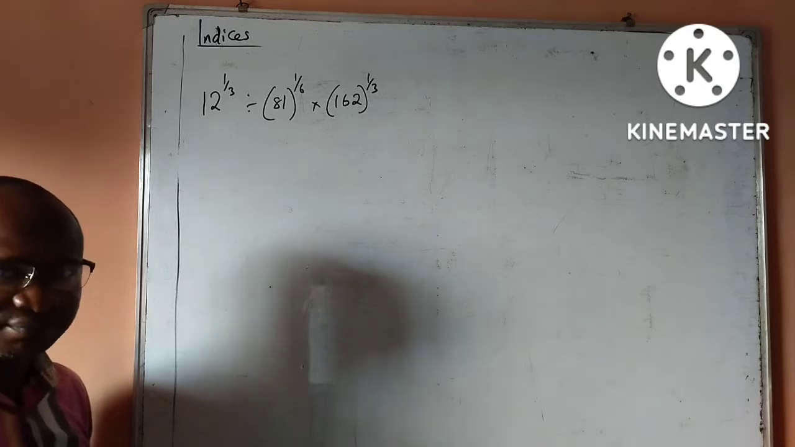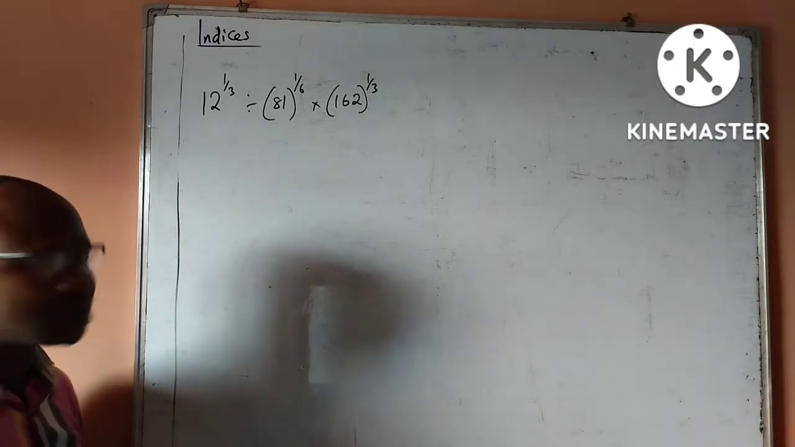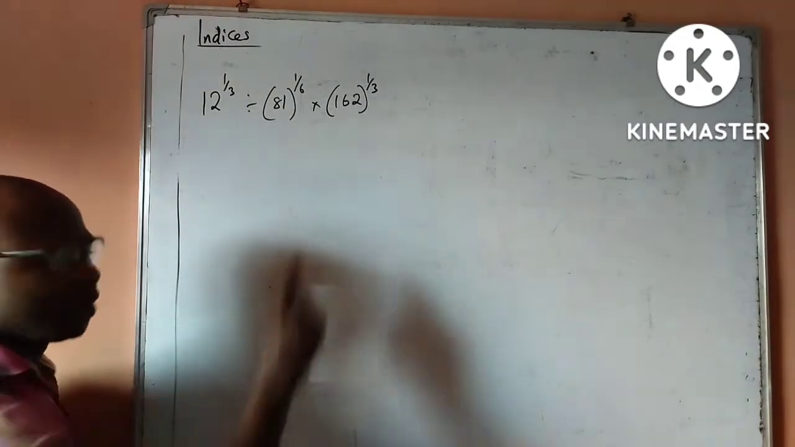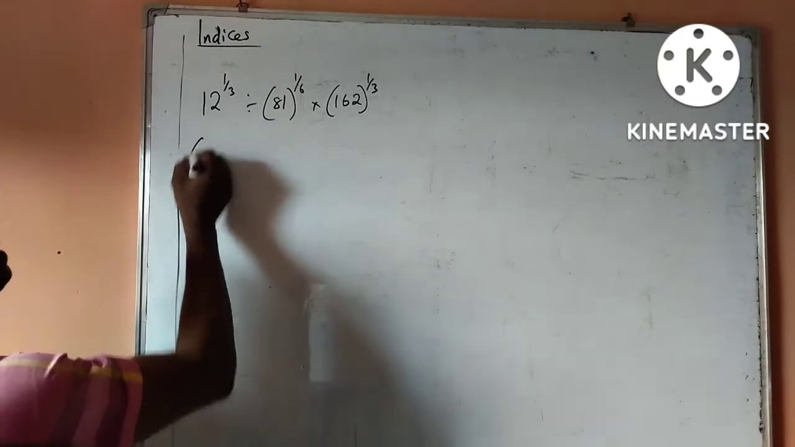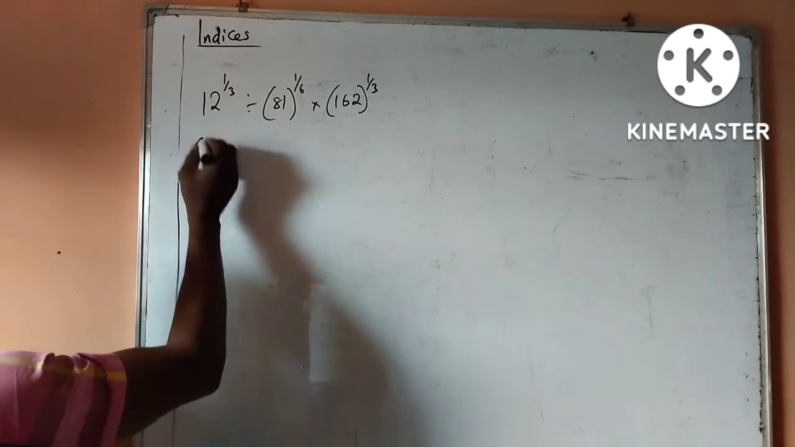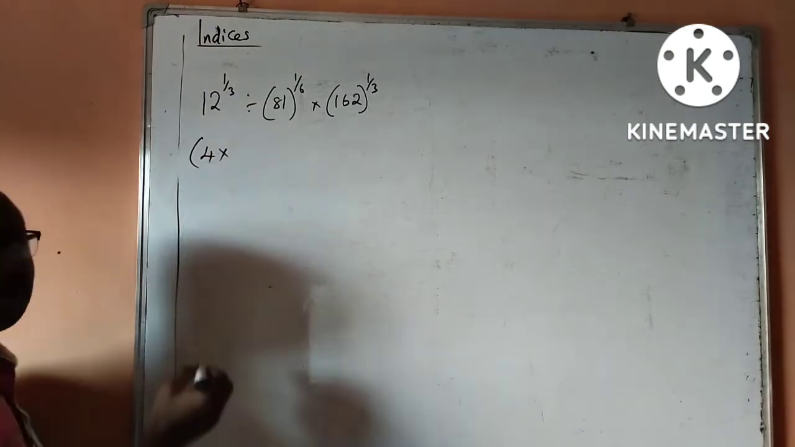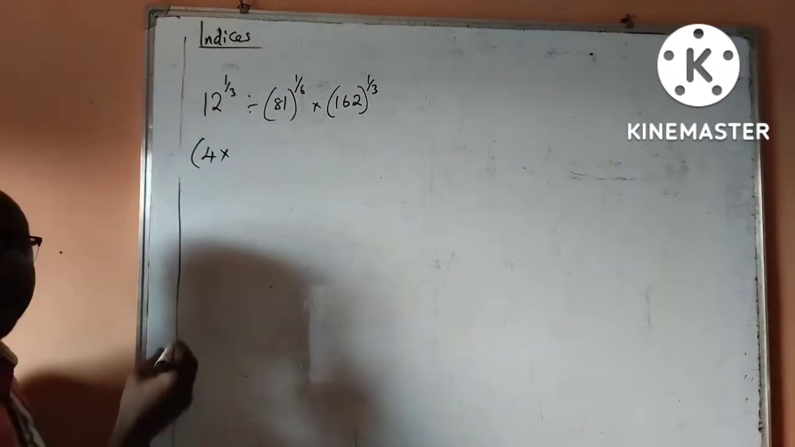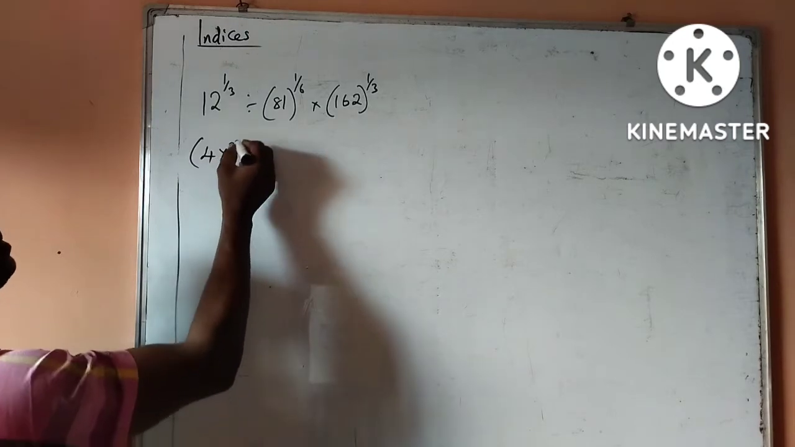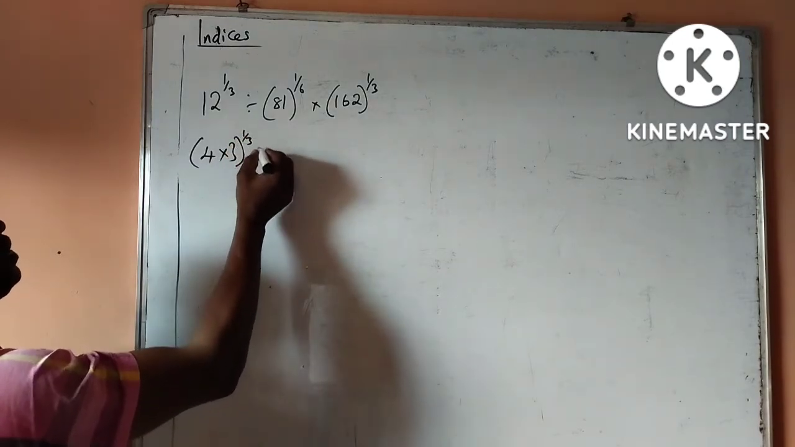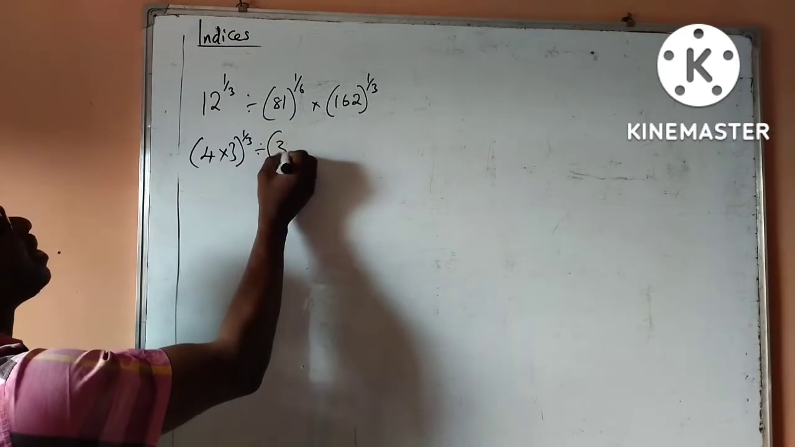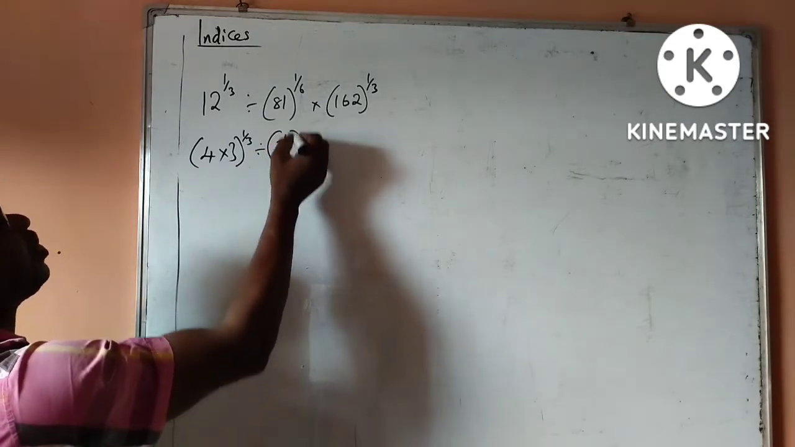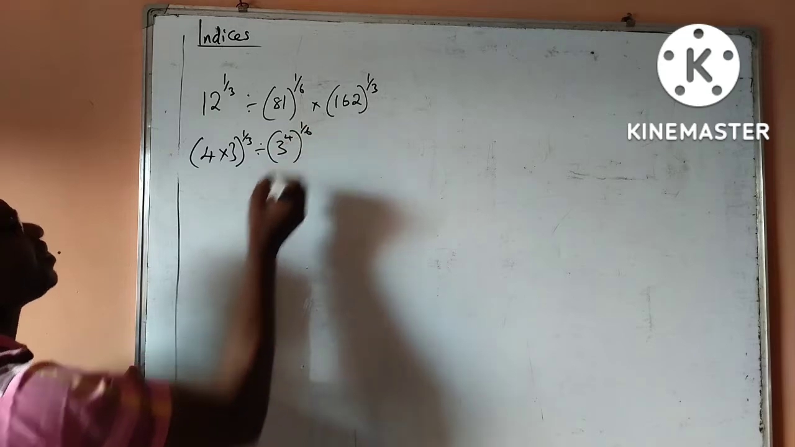We dive in. First and foremost, I want everything to be in base 2s and 3s. Therefore, if that is my first target, I will begin to work towards that by writing 12 as 4 times 3, raised to power 1/3, divided by 81, which can be written as 3 raised to power 4, raised to power 1/6.